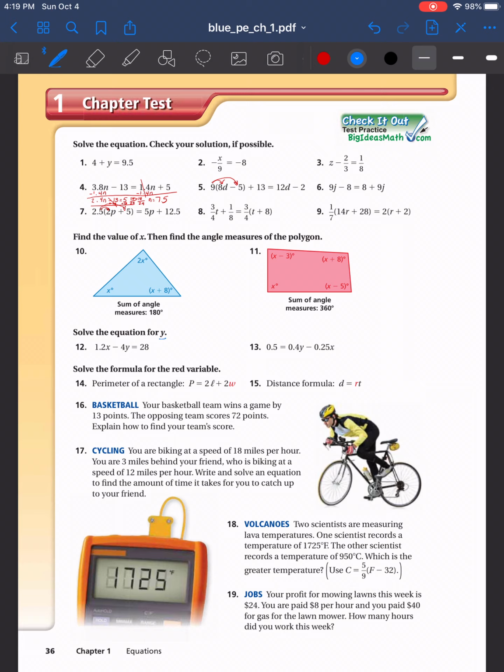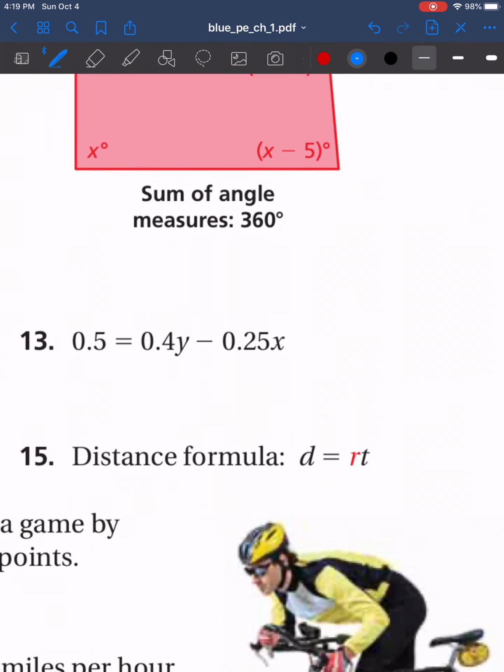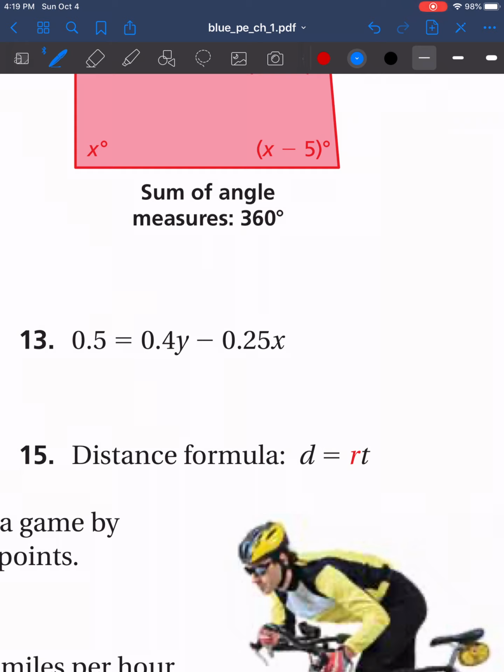Now it says solve the equation for y. Okay, so we want y all by itself. But before I can get rid of the 0.4, I have to get rid of the minus 0.25x. What's the opposite of minus 0.25x? Yes, it's plus 0.25x. So we're going to do that to both sides. Now 0.25x plus 0.5, those are not like items, so I'm just going to rewrite it like this: 0.5 plus 0.25x equals 0.4y.